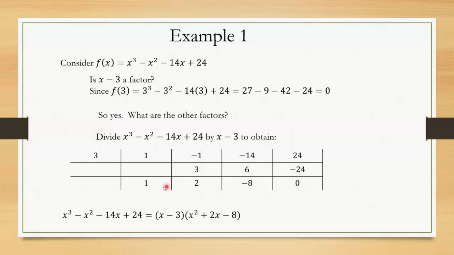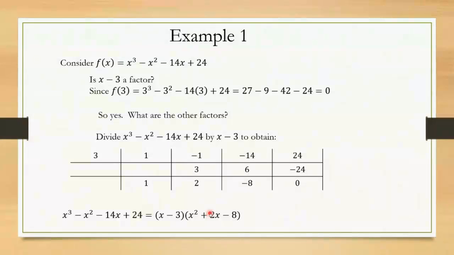But we know now what the quotient is. Remember, this is degree 3, so this is degree 2. It's x squared, or 1x squared, same thing, plus 2x minus 8. So we have all this. So this is what we have here.